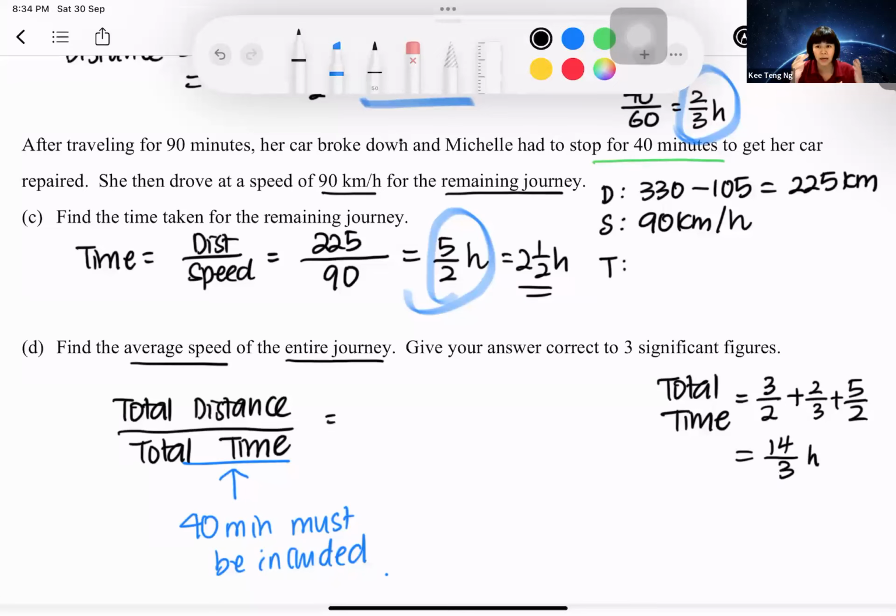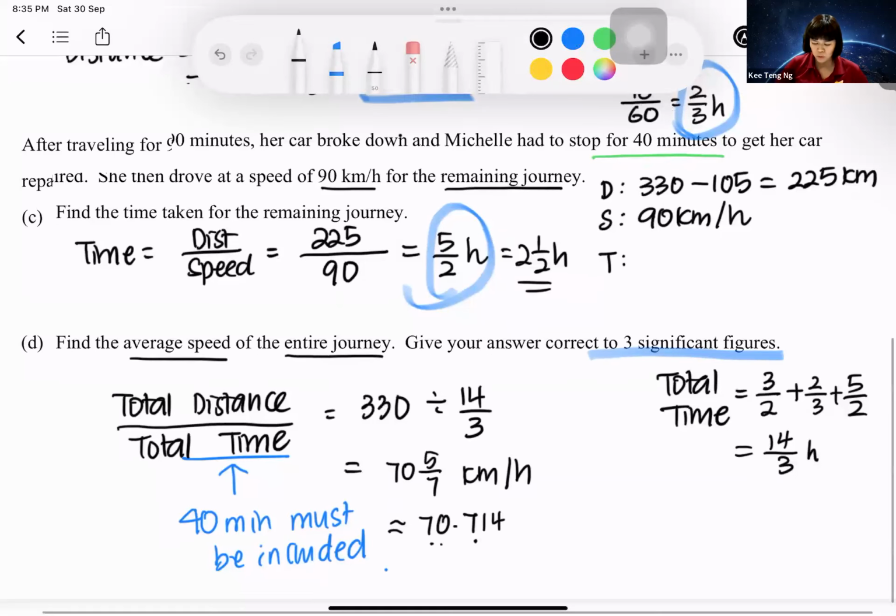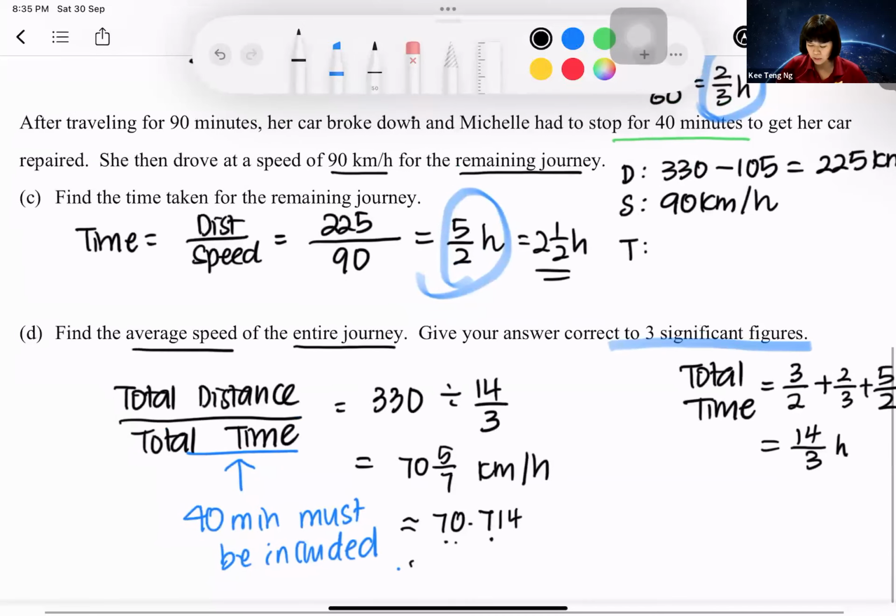And our total distance for the entire journey was 330 kilometers. Divide by my total time, 14/3. And that will give me 75/7 kilometers per hour. But the question says give your answer to 3 significant figures. So in this case, 70.714, but to 3 significant figures, round off to become 70.7 kilometers per hour.